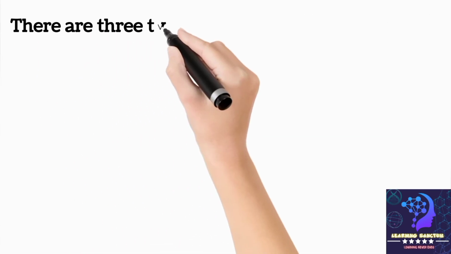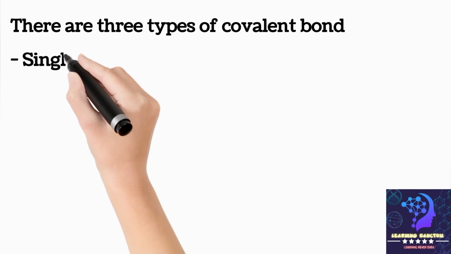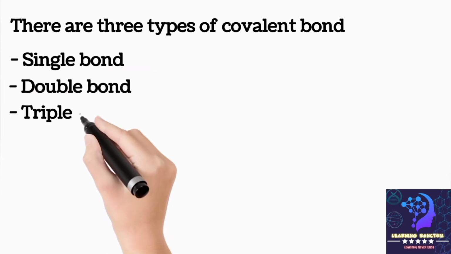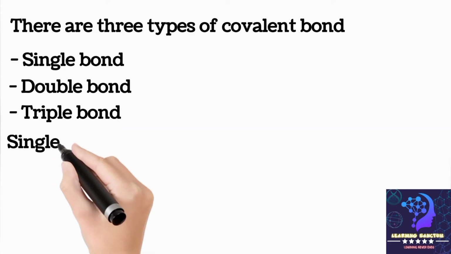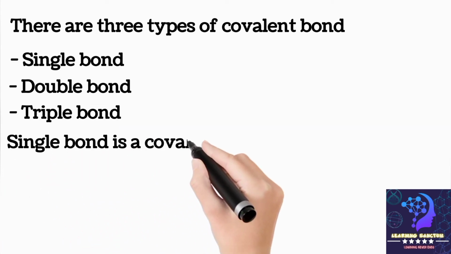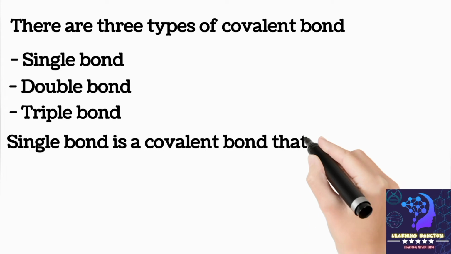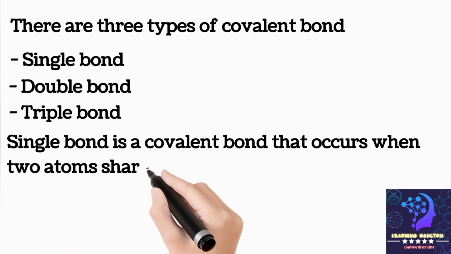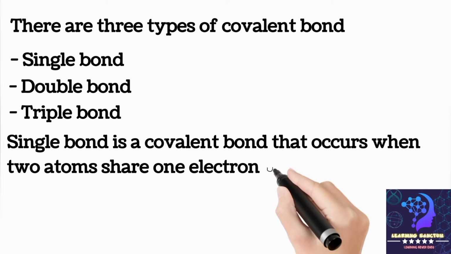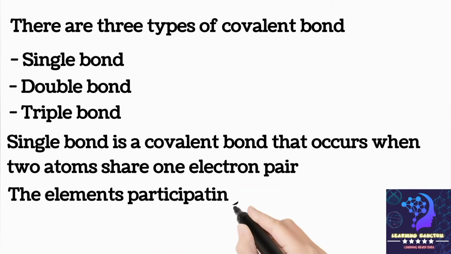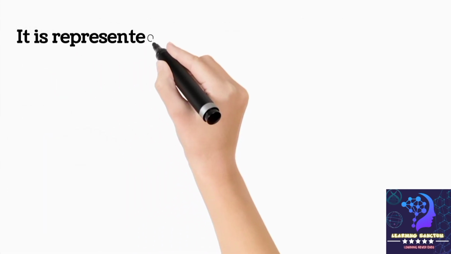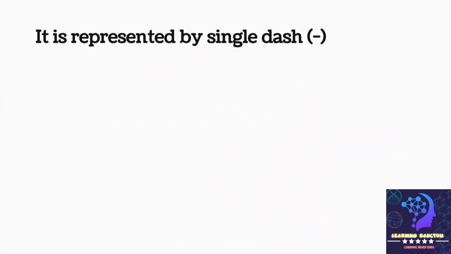There are 3 types of covalent bond: single bond, double bond and triple bond. Single bond. Single bond is a covalent bond that occurs when two atoms share one electron pair. The elements participating in single bond are hydrogen and the halogens. It is represented by a single dash.